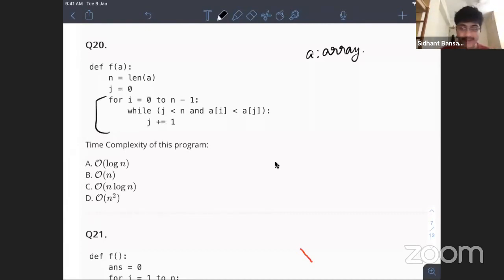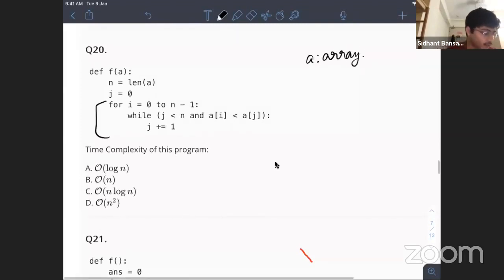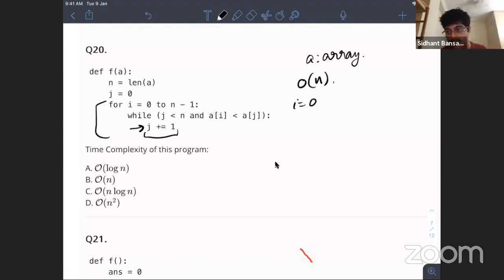This one takes order n because it might look like it's taking n square since you see two nested loops. One is going like this, I, and this, J. But the thing is, J never decreases. What we want to say is how many times does this statement run? And it's actually order n times. The reasoning is, think about this. Let's say when I is 0 and this while statement gets executed.